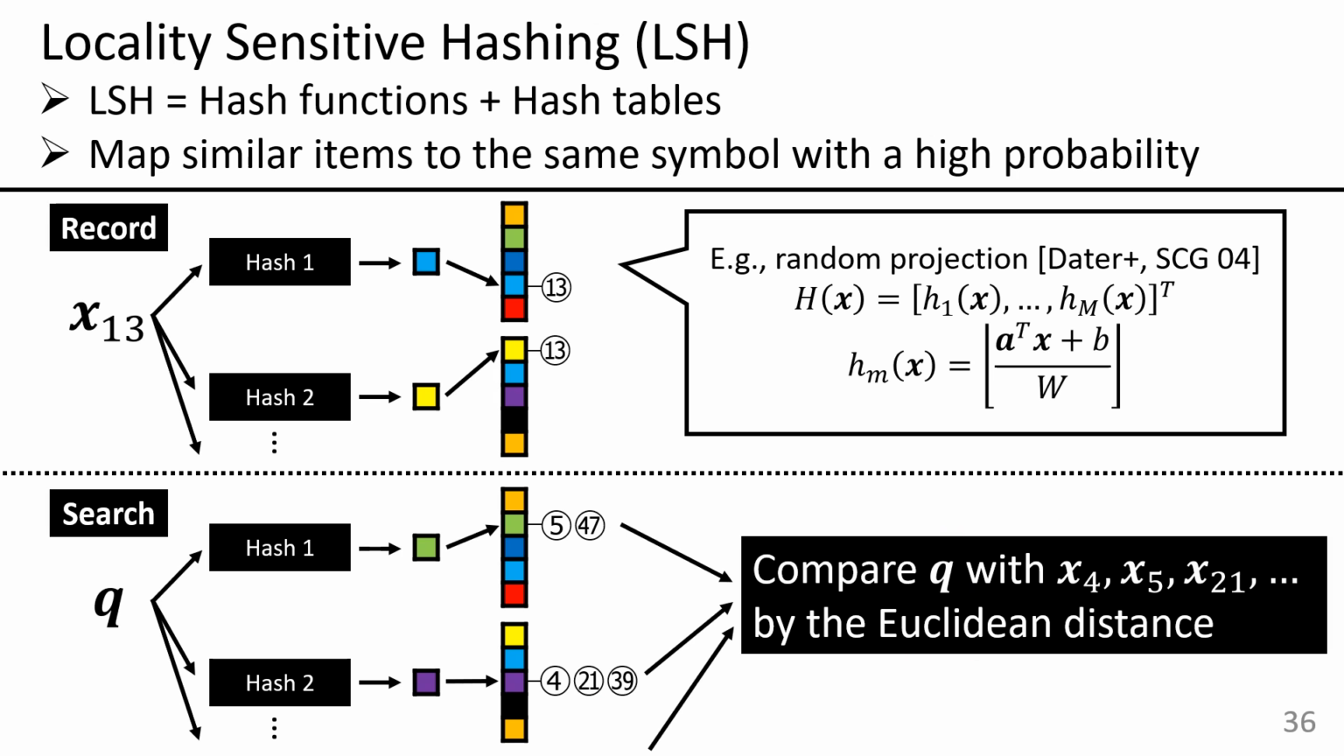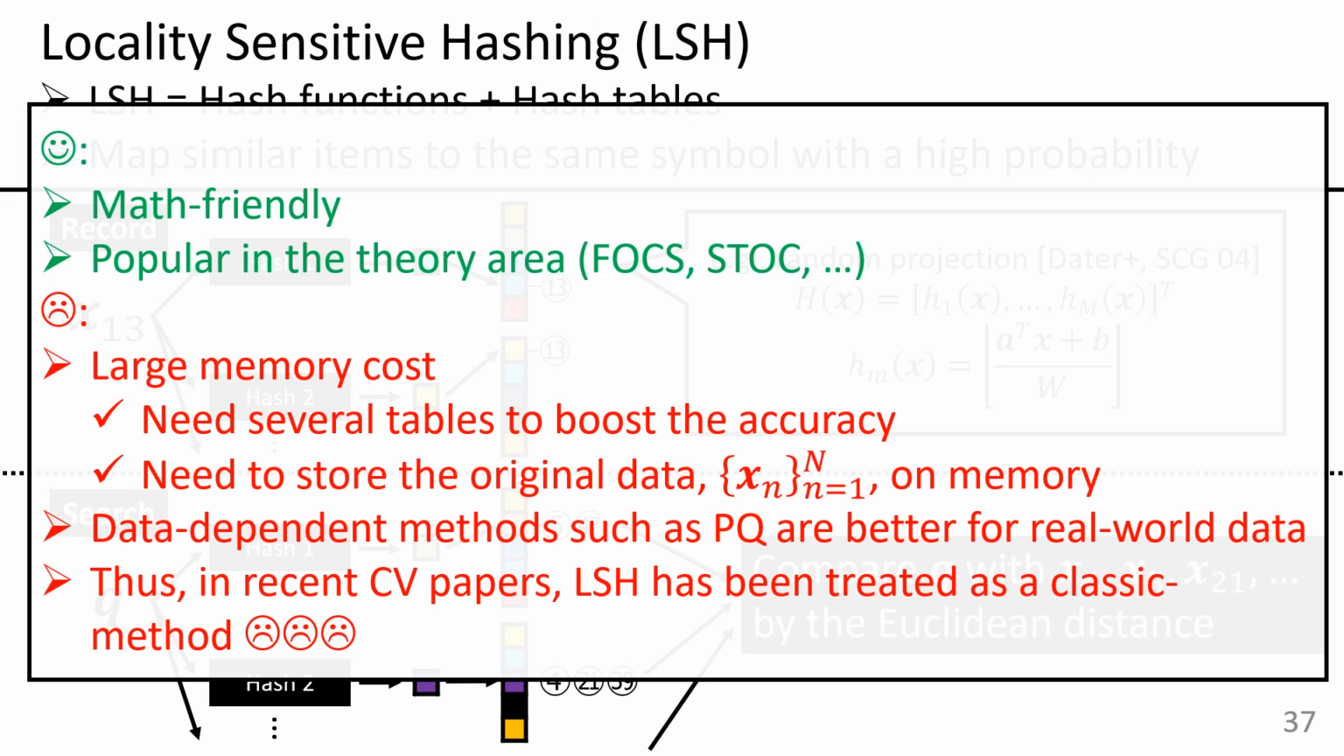So what kind of hash function do we use? There are many methods, but generally speaking, it's a random projection. The good thing about locality sensitive hashing is that it's math friendly. Because everything is a random process, we can use mathematics to analyze the algorithm, and it's popular in the theory areas. But the disadvantage is that it requires a large memory cost, and we need several tables to boost the accuracy, and we need to store the original data in memory. Usually data-dependent methods such as product quantization are better for real-world data. So in recent computer vision papers, LSH has been treated as a classic method.